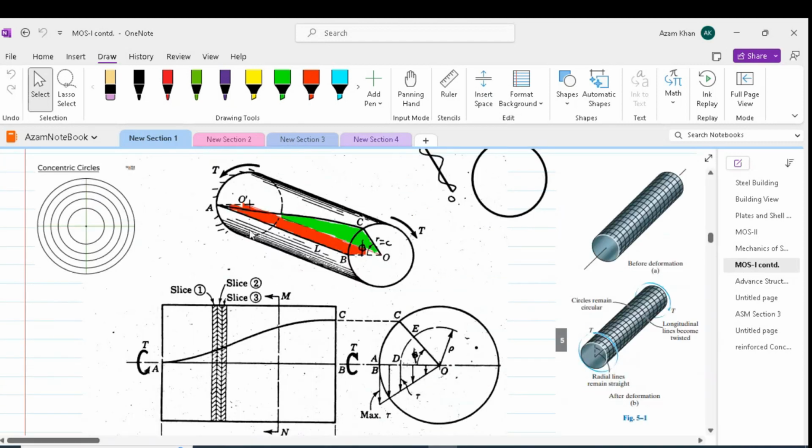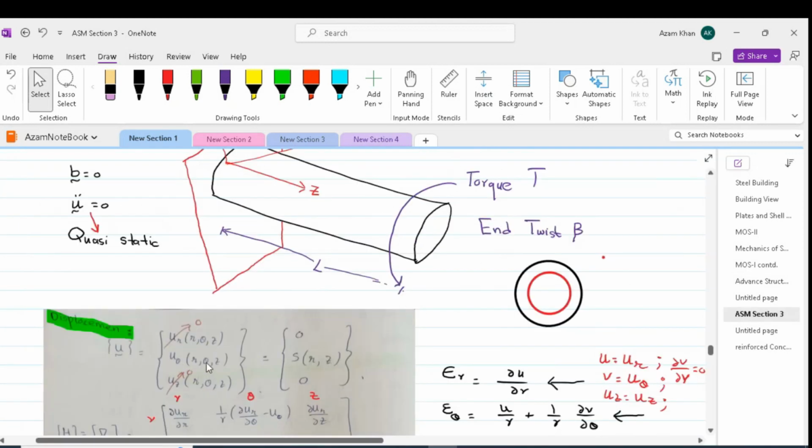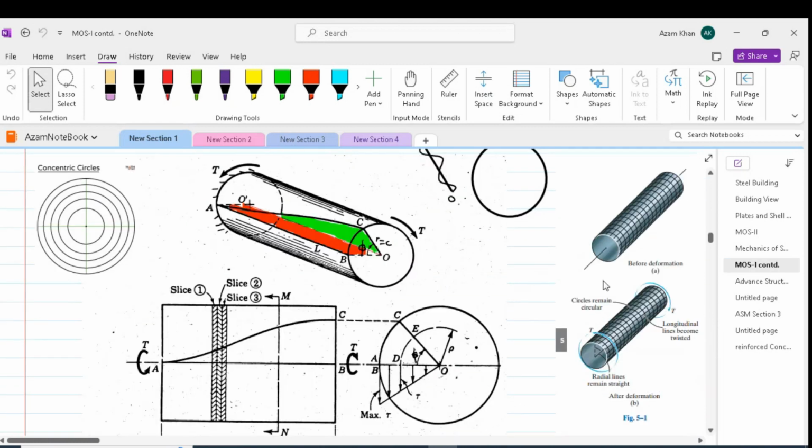Now let us see whether u theta is dependent on theta or not. As we discussed, we can divide the whole length into longitudinal lines and circular lines. When we apply a small torque, the circular line will remain circular. However, the longitudinal line would twist, as is shown in this figure, where a line initially straight has twisted.